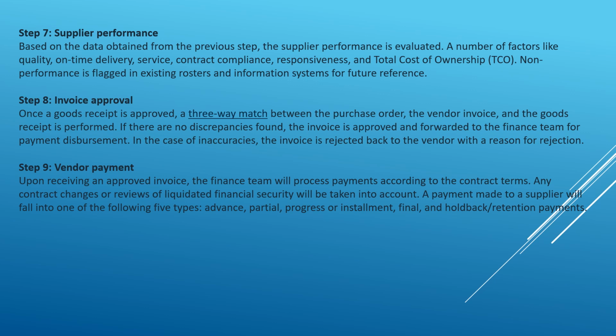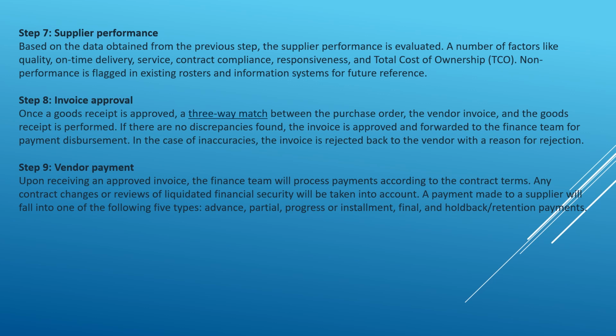Invoice approval. Once a goods receipt is approved, a three-way match between the purchase order, vendor invoice, and the goods receipt will be performed. If no discrepancies are found, the invoice will be approved and forwarded to the finance team, and they will pay the given payment disbursement. In case of inaccuracies, the invoice will be rejected back to the vendor with the given reason. So this way the invoice is approved.